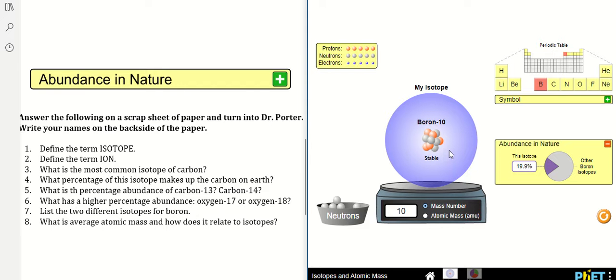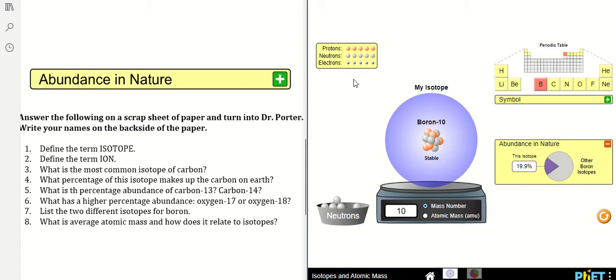Hey, what is average atomic mass? How does it relate to isotopes? Anybody have an answer for the last one? It's not just an average of the average mass of what? So in this case, we're looking at the percent abundance of various isotopes that exist for each element. So carbon has 3 isotopes, carbon-12, carbon-13, carbon-14.